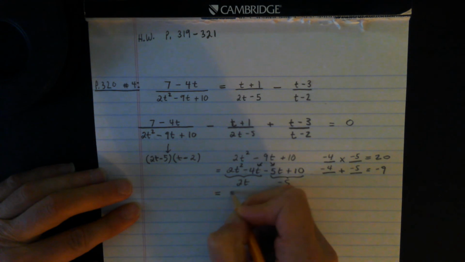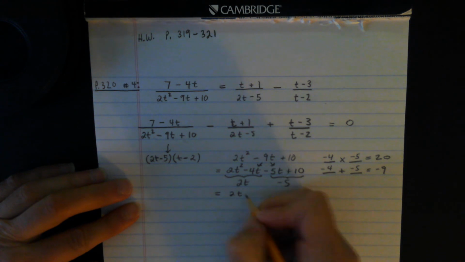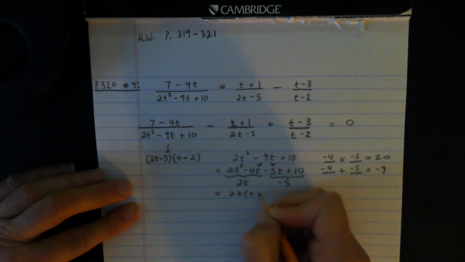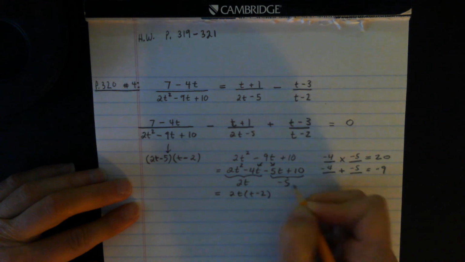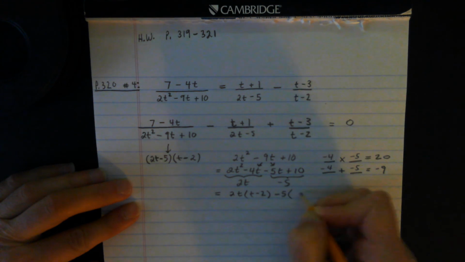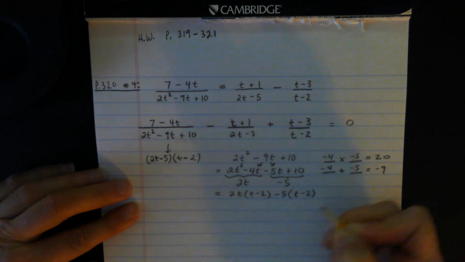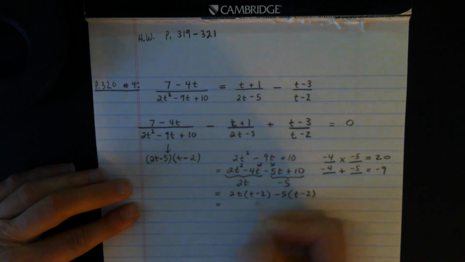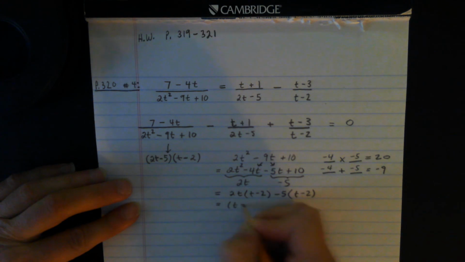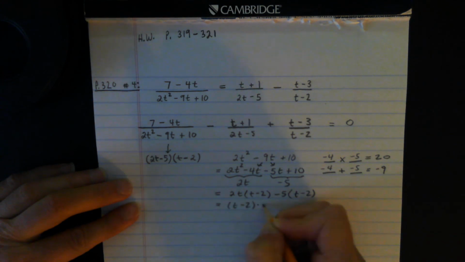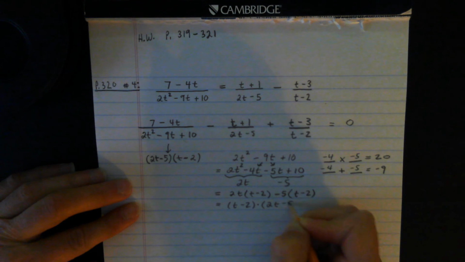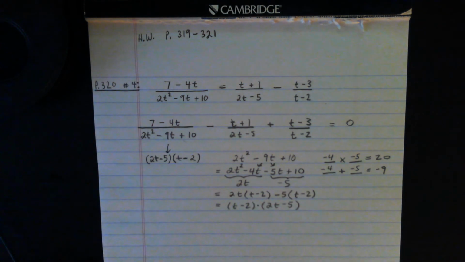Okay, so if I factor out a 2t, I'm left with t minus 2. And then if I factor out a minus 5, I'm left with t minus 2. And then altogether we've got the common factor of t minus 2. Factor that out, and we've got 2t minus 5 left over. So that's the factorization of that first denominator. Okay, let's put this all together now.